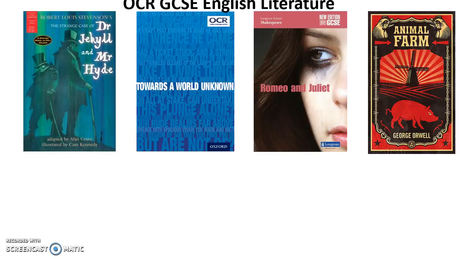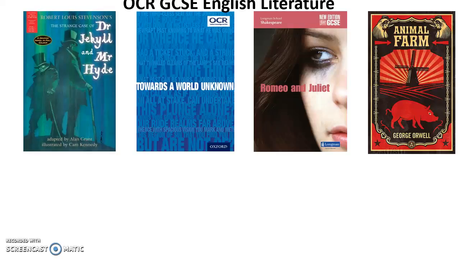There is one exam which has a question on Jekyll and Hyde and Animal Farm, so that's one exam altogether. And then in the second exam there is a question on poetry and a question on Romeo and Juliet. So two GCSE literature exams in total, one that looks at Jekyll and Hyde and Animal Farm, and the other that looks at poetry and Romeo and Juliet.